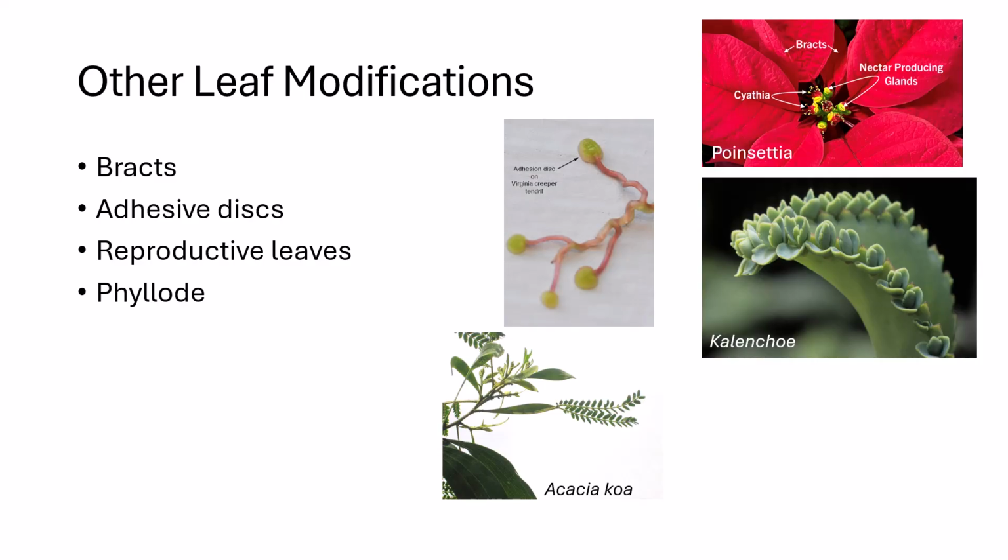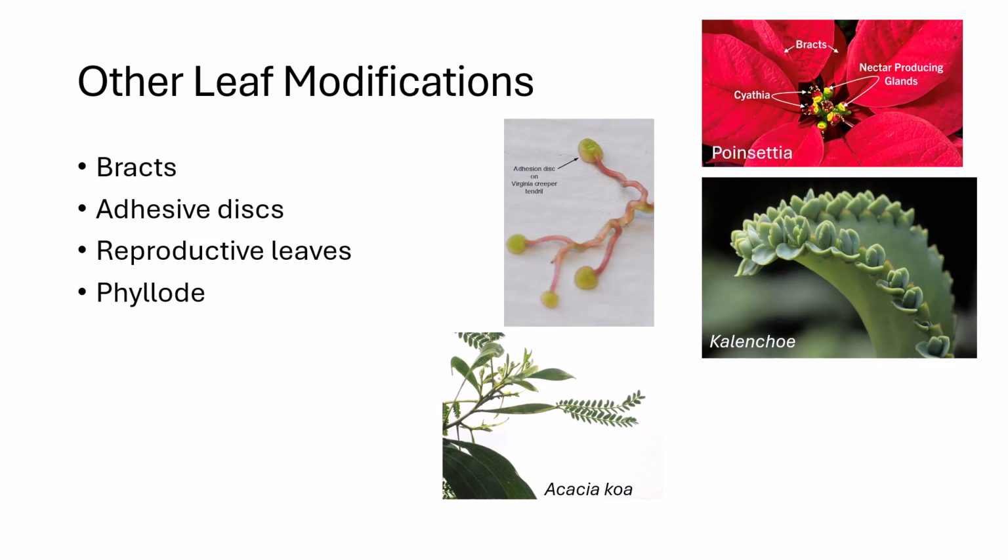In addition to tendrils, spines, and storage leaves, plants have evolved many other specialized leaves that perform unique functions. Bracts are modified leaves associated with flowers or inflorescences. They are often brightly colored and help attract pollinators, as in poinsettias and bougainvillea, where the showy petals are actually bracts rather than true petals. Adhesive discs occur in some climbing plants such as Virginia creeper. These are flattened, sticky structures at the tips of tendrils that allow the plant to adhere tightly to walls, rock, or tree bark, providing strong support.